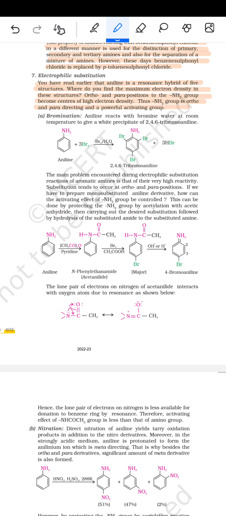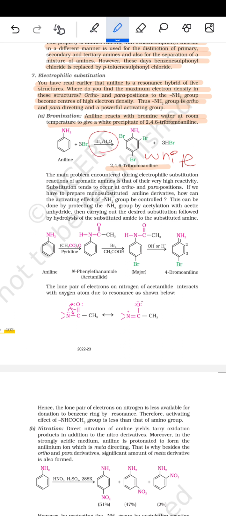फिर आता है ब्रोमिनेशन. Aniline reacts with bromine water at room temperature to give a white precipitate of 2,4,6 ट्राइब्रोमोएनिलीन. तो ये 2,4,6 ट्राइब्रोमोएनिलीन है, ये वाइट कलर का होता है. यह है जो वाइट कलर का है, एनिलीन से जिसको बनाया है Br2 और H2O को मिलाकर.